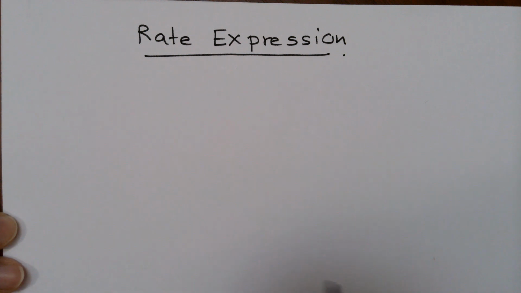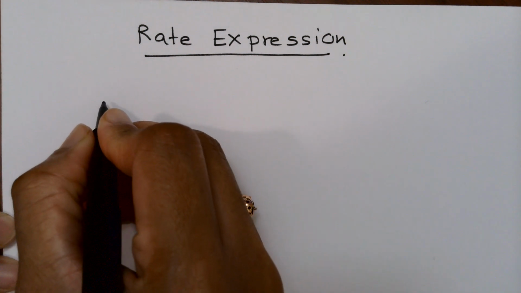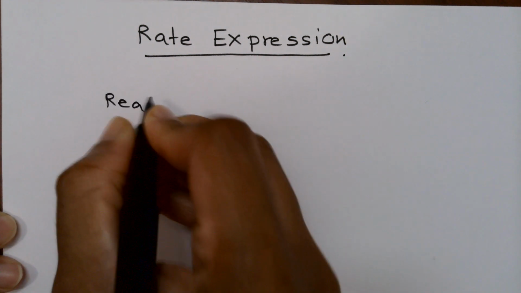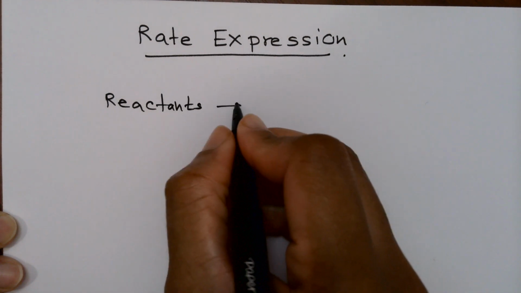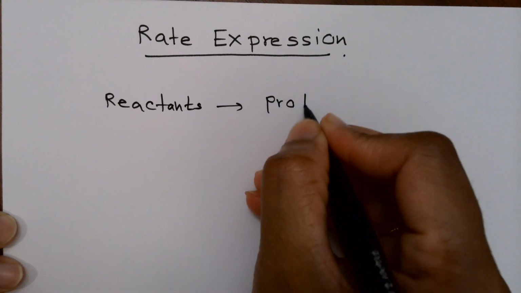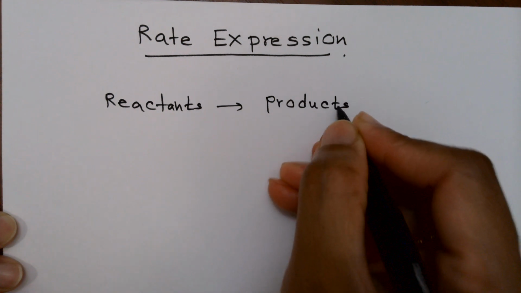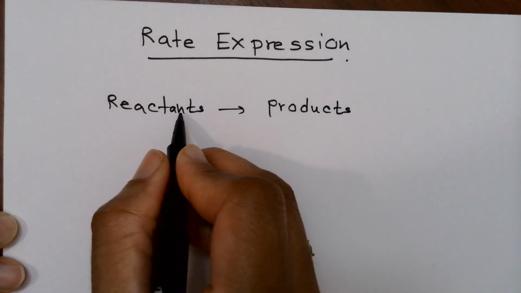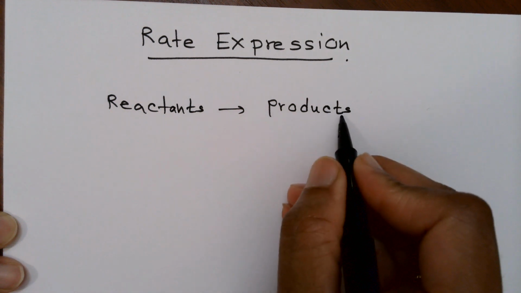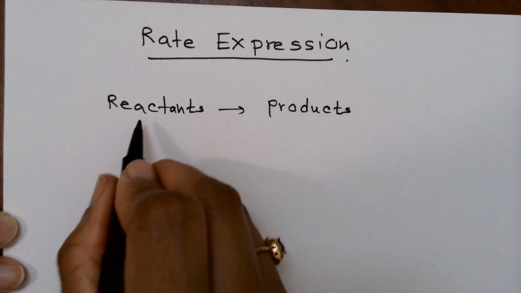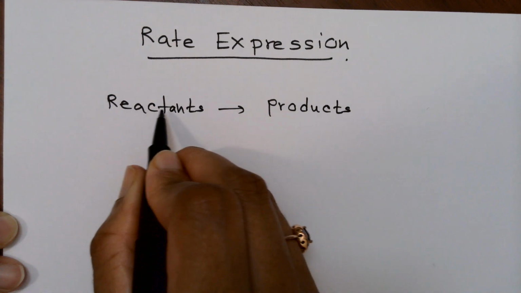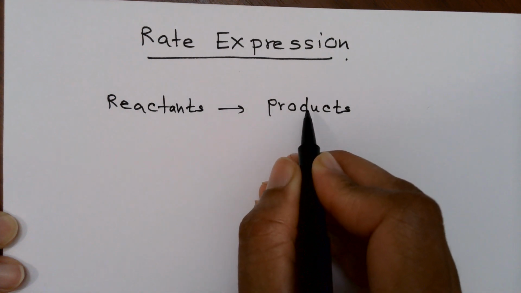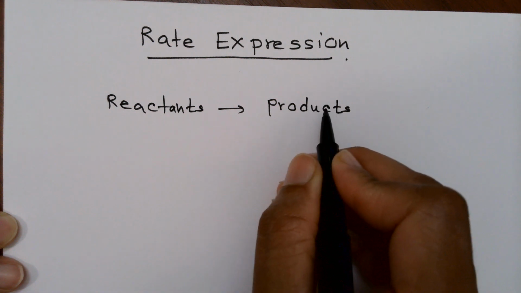First, let's take a normal chemical reaction: reactants go to products. With time, reactant concentration is decreasing, and with time, product concentration is increasing. Reactants are consumed to make products. So reactants decrease in concentration to give products, increasing product concentration.